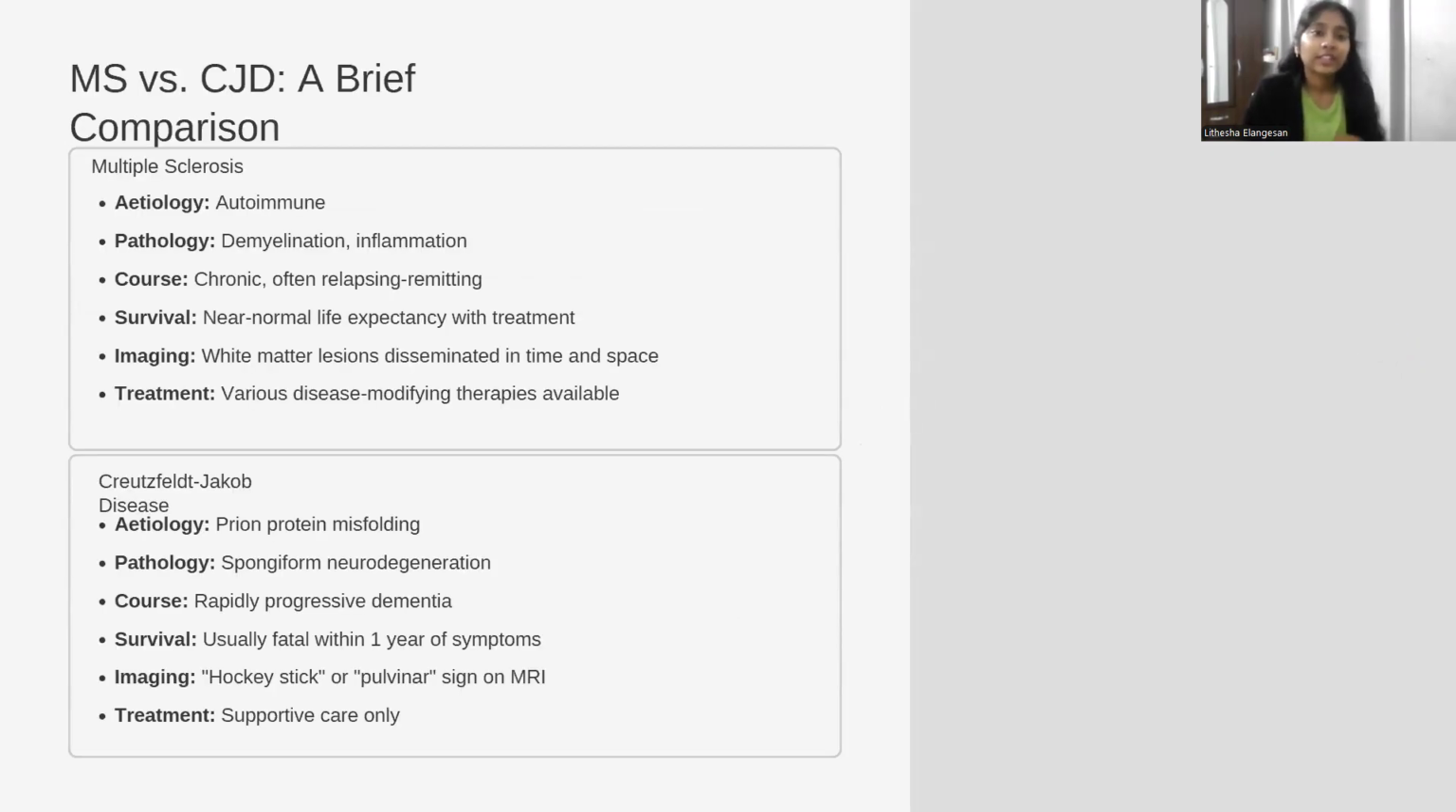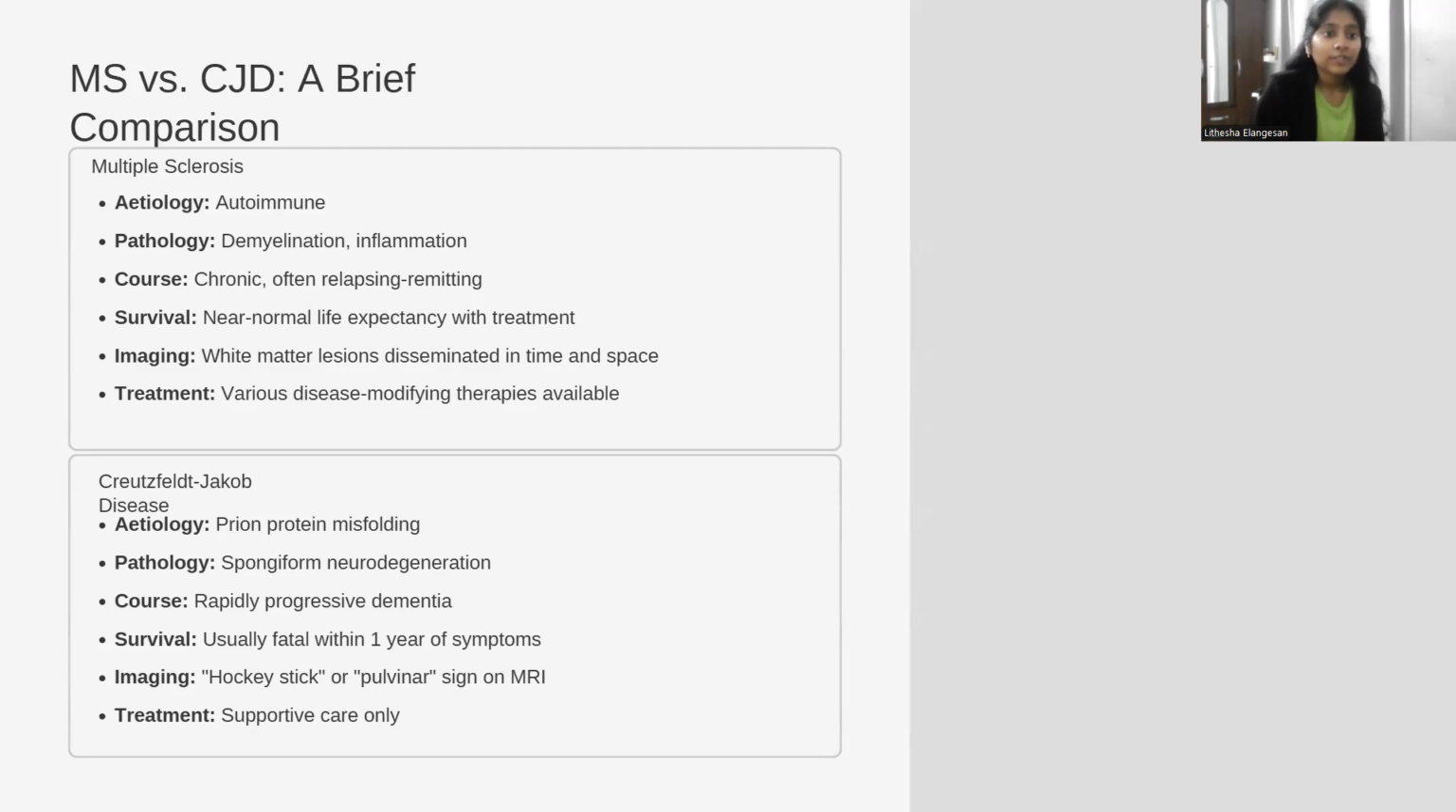Now this is the last part that we're going to look at. Last week we looked at Creutzfeldt-Jakob disease, and today we're looking at MS. So we'll just do a brief comparison between those two. MS is an autoimmune disease, as we mentioned earlier. Creutzfeldt-Jakob (CJD) is caused by prion protein misfolding. The pathology of MS is that it is caused by demyelination, which leads to inflammation. The pathology for CJD is spongiform neurodegeneration.